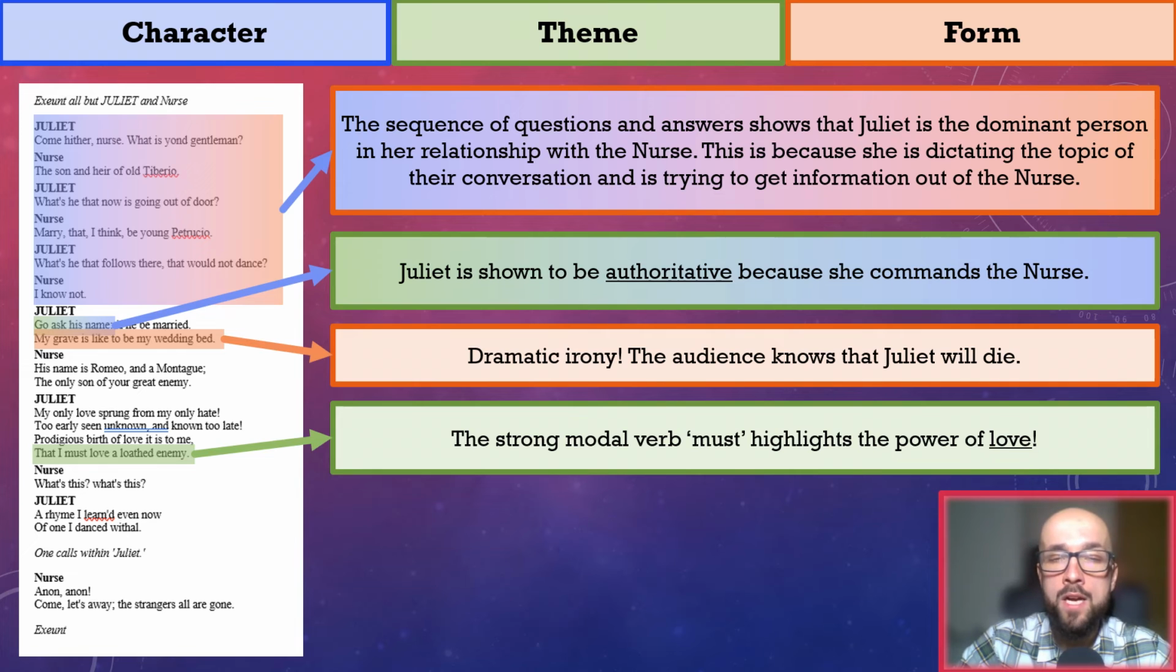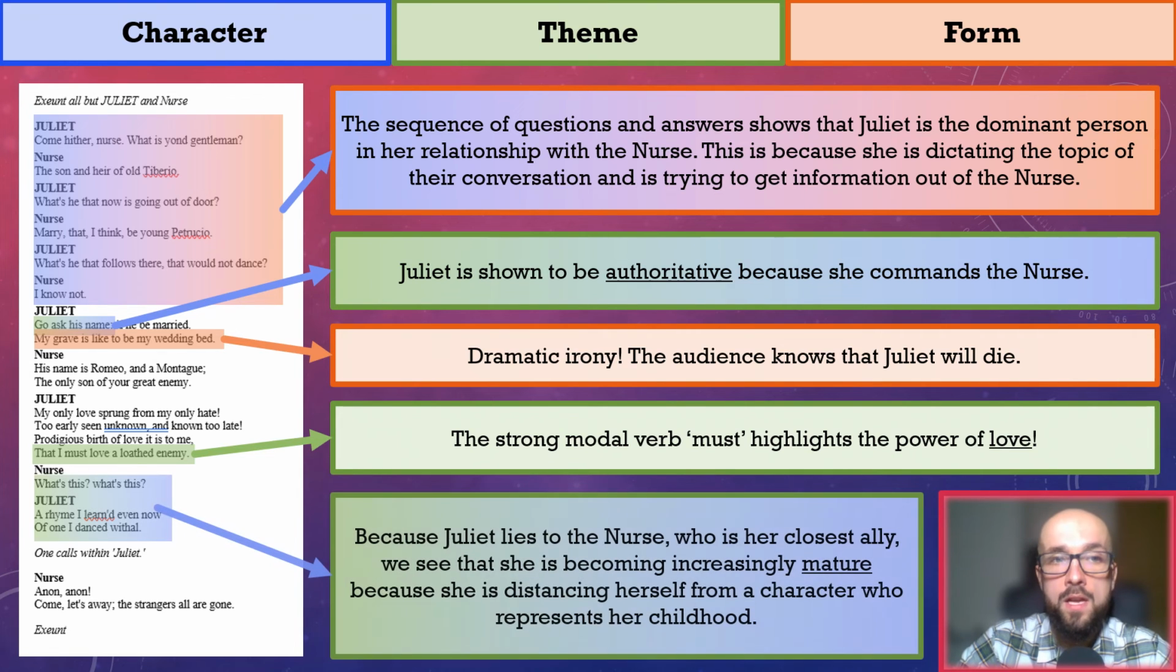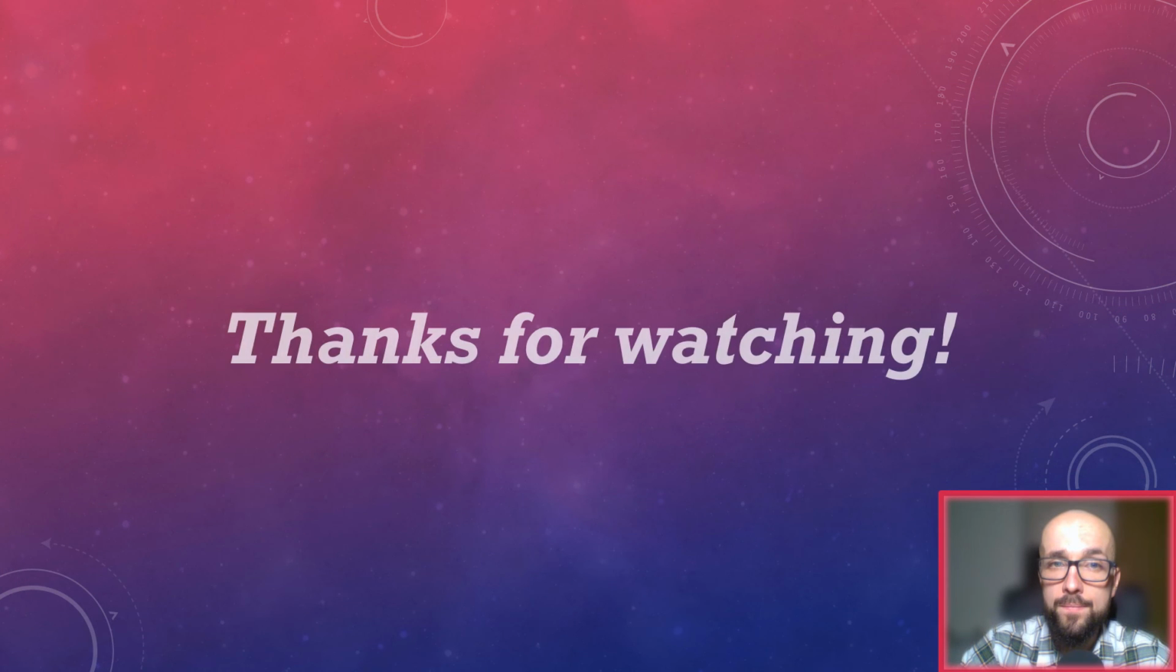And last of all, in this closing exchange between the two characters, we see that Juliet might already have started to become more mature. This is because she lies to the nurse, who is not only her closest ally at the start of the play, but is also a character who represents and is a reminder of Juliet's childhood. By putting some distance between herself and her childhood then, we see that Juliet no longer desires to be considered a young girl. And with that annotation made, I reckon that's 30 annotations in total for the Capulet Ball scene.